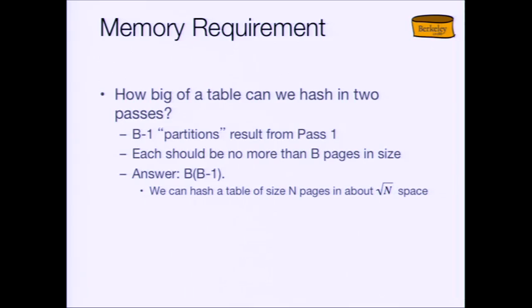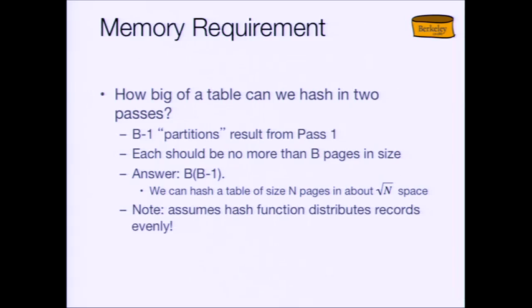Partition it into things that are no bigger than B, and then read in the B or smaller things one at a time. And again, that means that you can hash a table of size N in about square root of N space, which sounds awfully familiar from sorting, right? So the memory requirements of hashing in this context are pretty much the same as the memory requirements of sorting. This does assume that all the partitions are the same length.